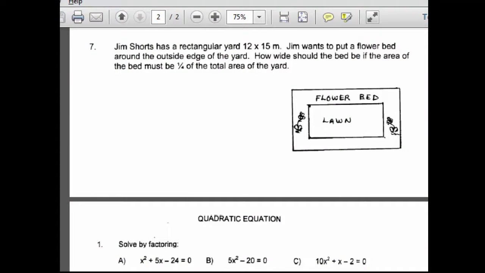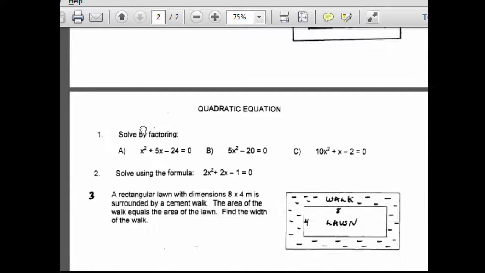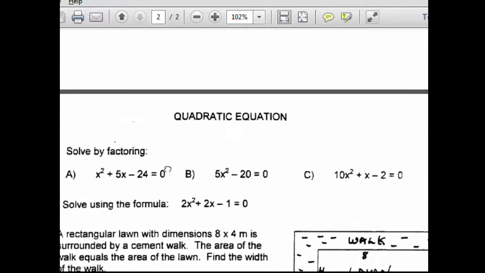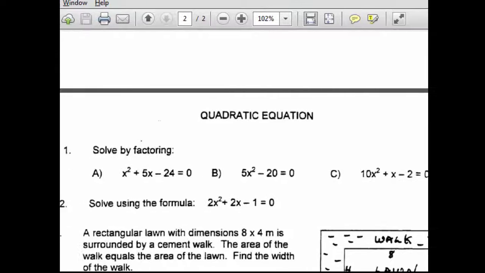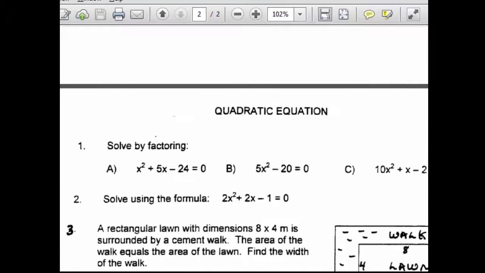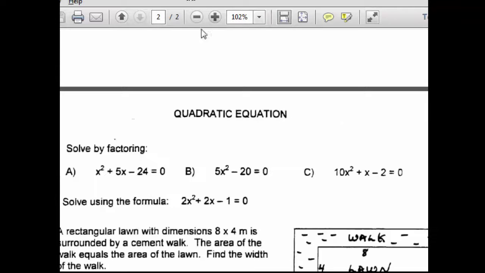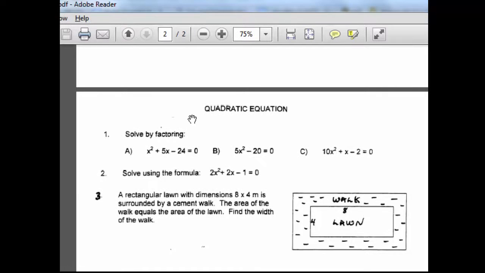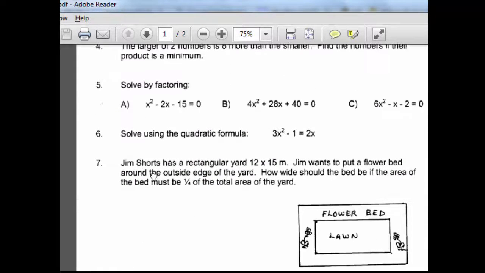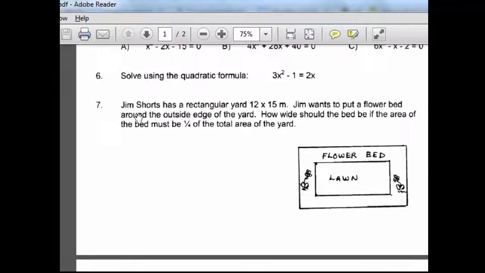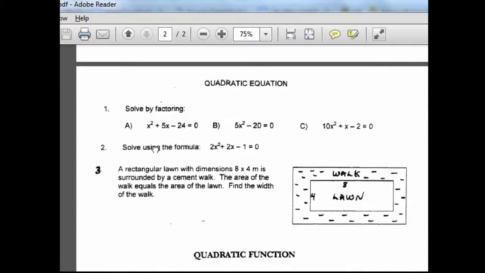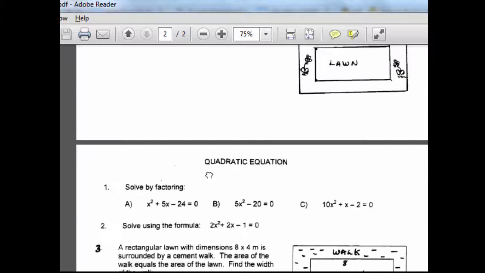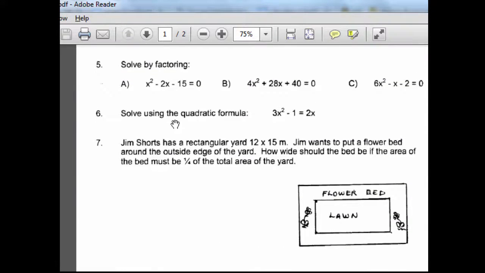Okay, so let's look at the remaining questions. So we've just finished Jim Short's. On the next side of this sheet, question 1 here, just going to zoom here. It says to solve by factoring. And the thing is, we just did questions like that. So number 1 here reminds me of number 5. So you want to refer to those examples that I did for number 5. Solve using the formula. That means the quadratic formula. So it reminds me of having done number 6 here.